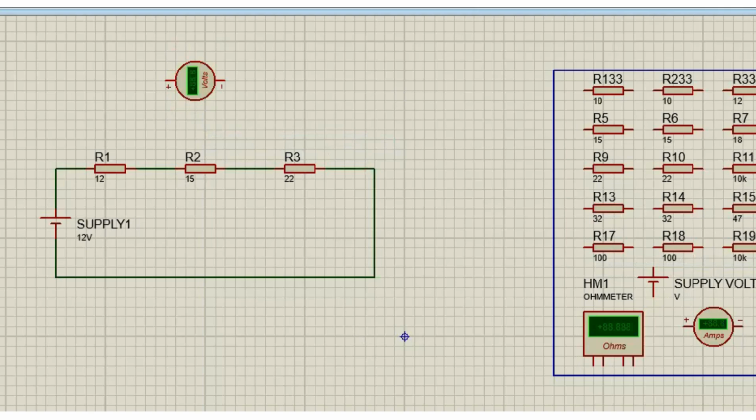Remind me, guys, am I recording? Yes. Remind me, how do we measure the total voltage? How do we measure the total voltage?